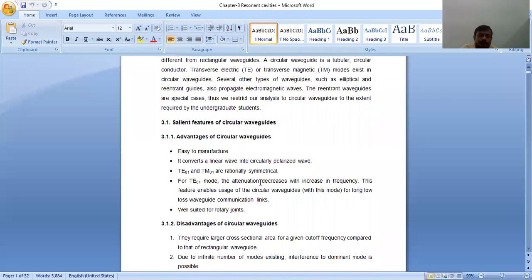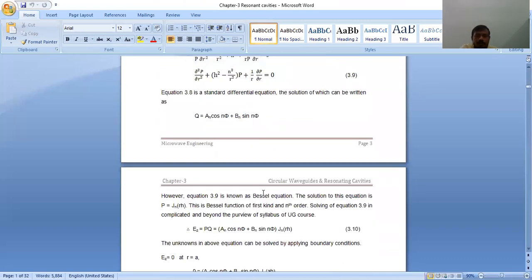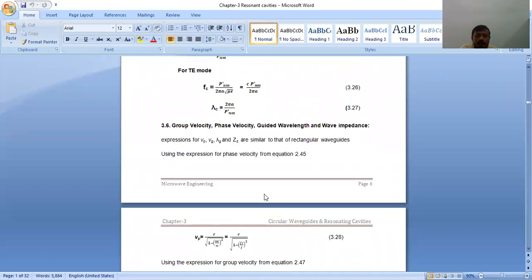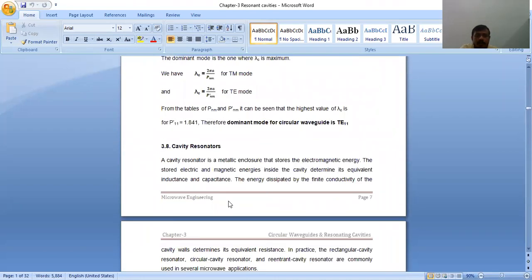Here, no need to take all these things. Here we only have this one: cavity resonators. This you can have. Cavity resonators.